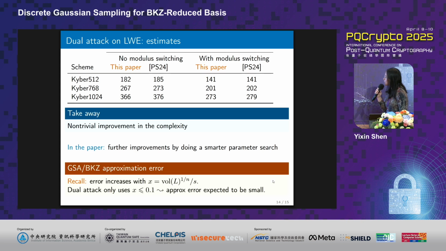Just a reminder, for the GSA approximation that I talked about, as I said before, we need s to be small, and in the dual attacks we only use s smaller than 0.1. So the approximation error from using the GSA assumption can be neglected in this case.